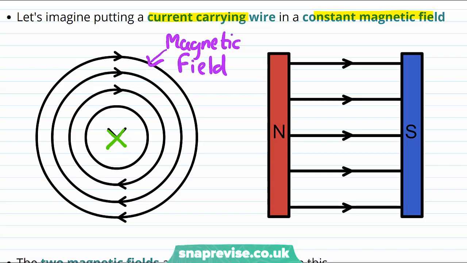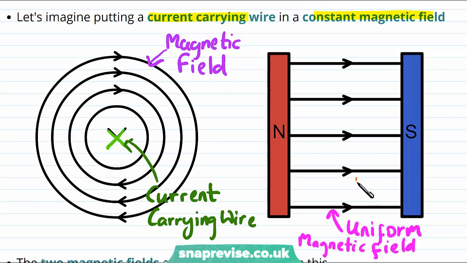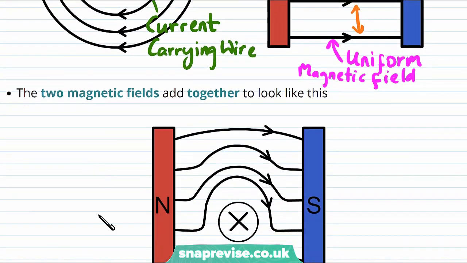So what we have drawn on the left hand side is the magnetic field of a current carrying wire. On the right hand side is the uniform magnetic field. And we know it's uniform because the spacings between the field lines are the same everywhere. Now let's use our rules for adding together magnetic fields to see what happens when we put the current carrying wire in the uniform magnetic field.